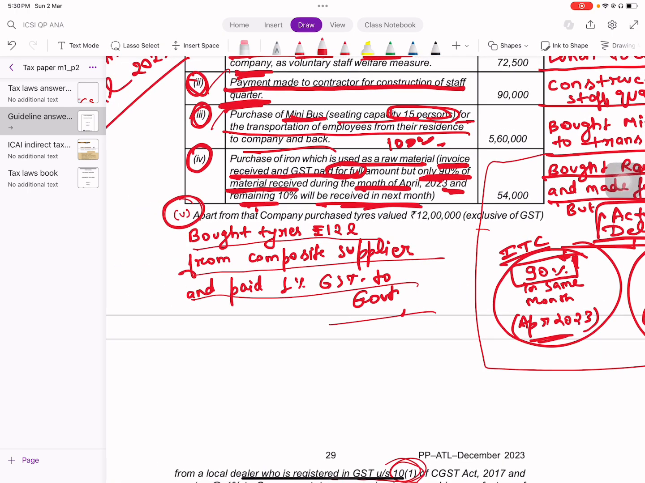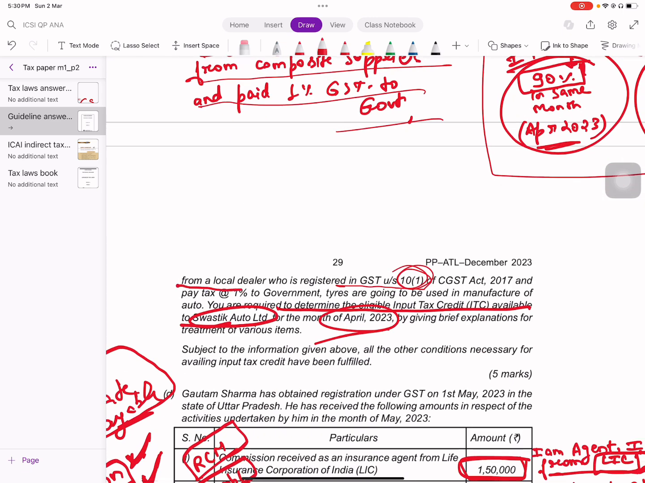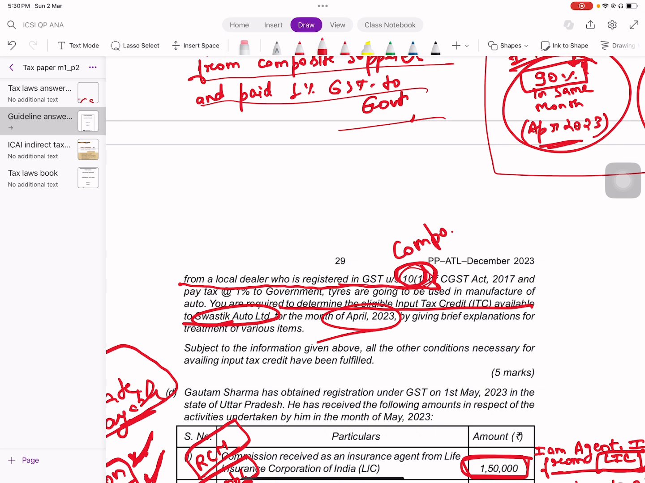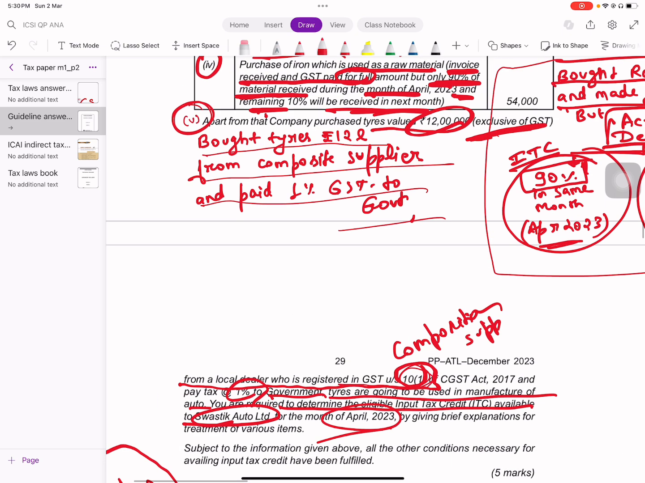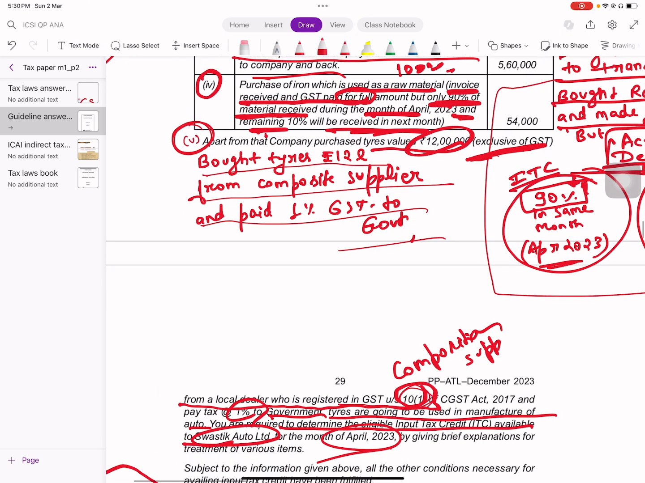Apart from that, the company purchased tires valued at 12 lakh exclusive of GST from a local dealer who is registered in GST under section 10(1), that is, a composition supplier, and pays tax at 1% to the government. Now the tires are going to be used for manufacturing of autos. Now a registered person cannot claim ITC for inputs purchased from a composition supplier.